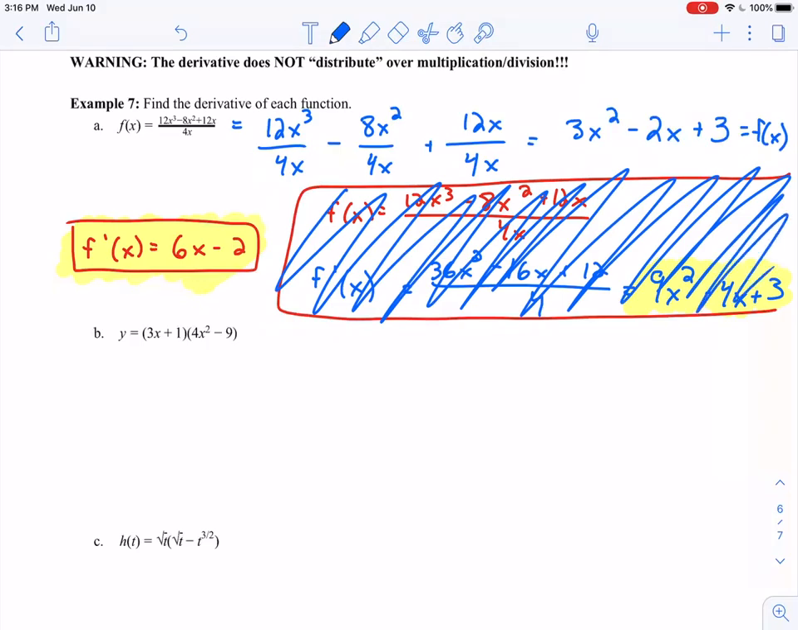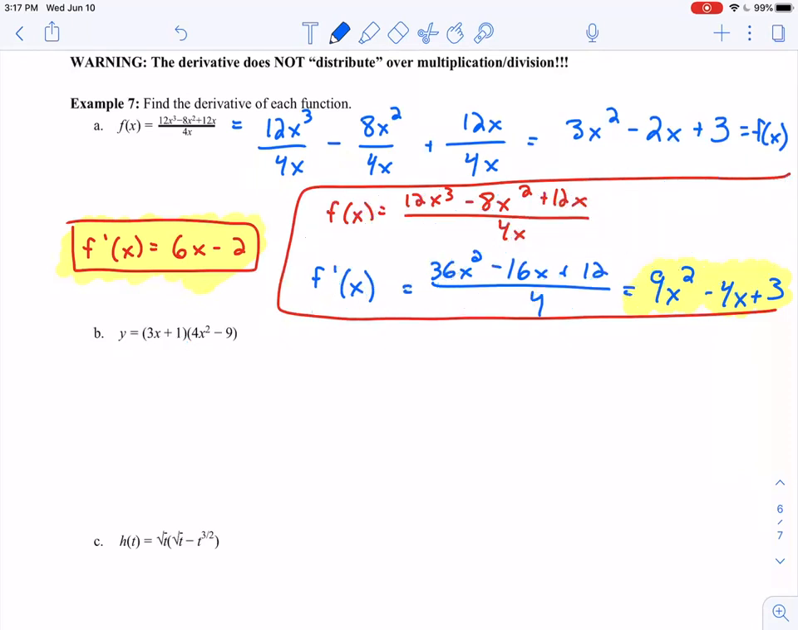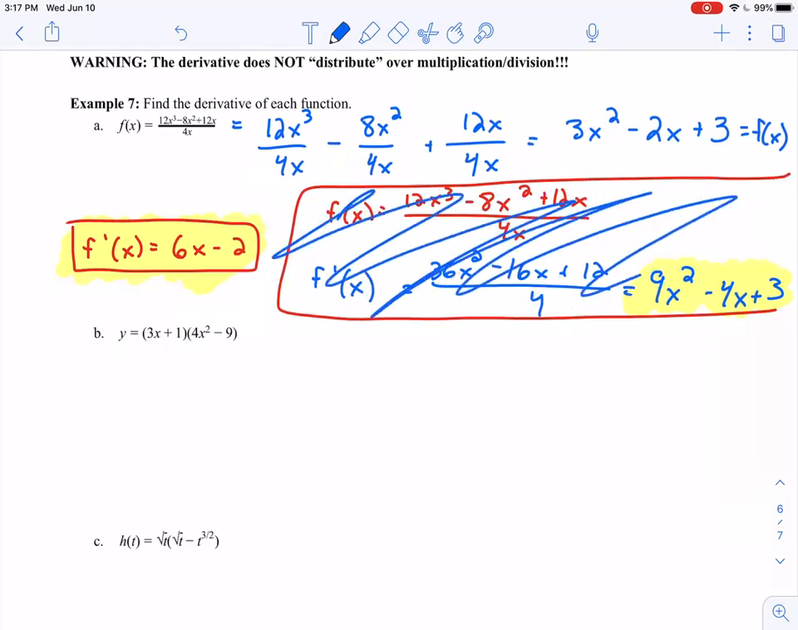So right now we have to find ways around this division, so that we can rewrite it without division. Then we can use our power rule. Part B, very similar idea, only now I have multiplication. I have 3x plus 1 times 4x squared minus 9. I would like to multiply these together.